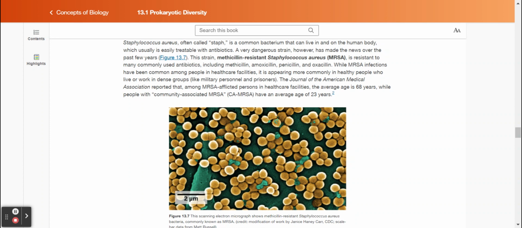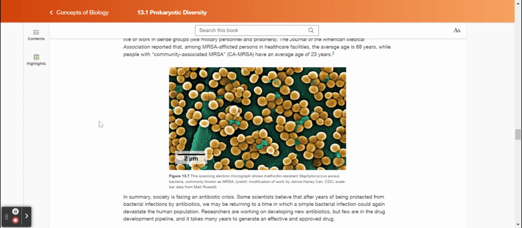While MRSA infections have been common among people in healthcare facilities, it is appearing more commonly in healthy people who live or work in dense groups, like military personnel and prisoners. The Journal of the American Medical Association reported that among MRSA-afflicted persons in healthcare facilities, the average age is 68 years, while people with community-associated MRSA, CA-MRSA, have an average age of 23 years. Figure 13.7. This scanning electron micrograph shows methicillin-resistant Staphylococcus aureus bacteria, commonly known as MRSA.